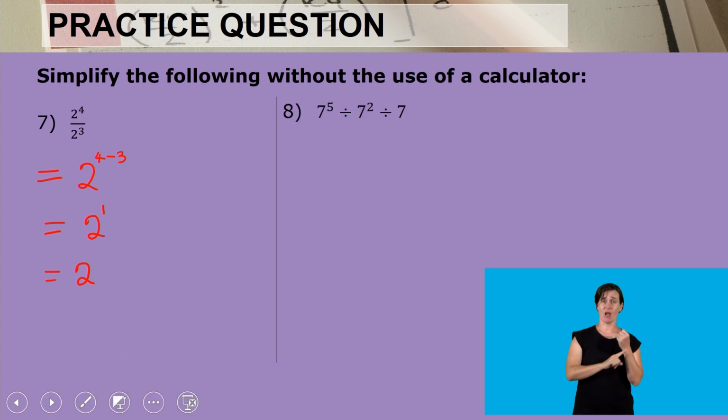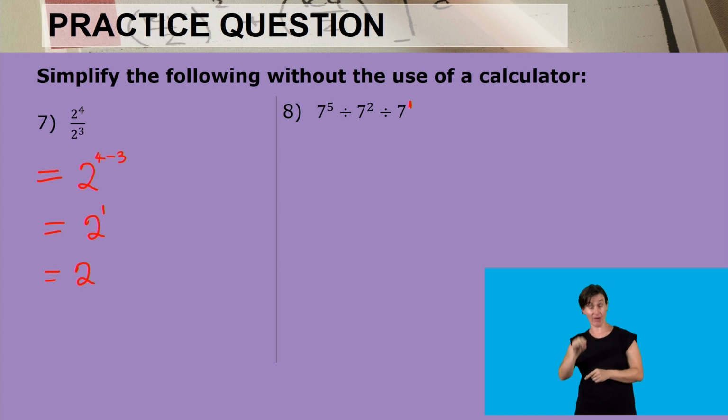And the last one of these practice questions, we have 3 powers that are being divided. So we have 7 exponent 5 divided by 7 exponent 2, and this is divided by 7. Now that last 7 there we know has an exponent of 1, and if we are dividing powers that have the same base, we need to subtract the exponents. So let's go right ahead and subtract these exponents.